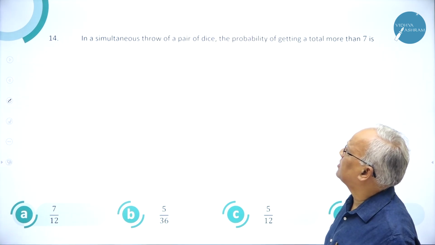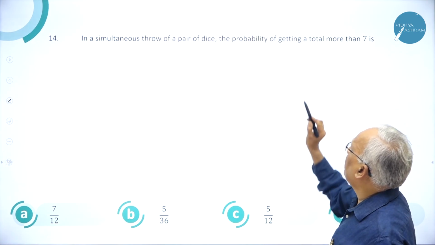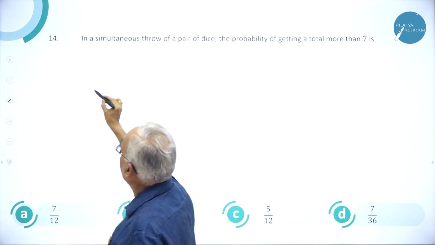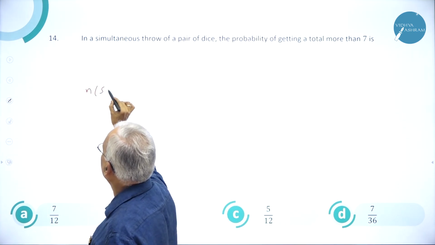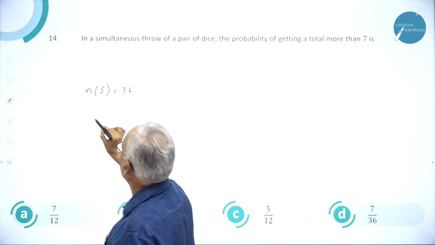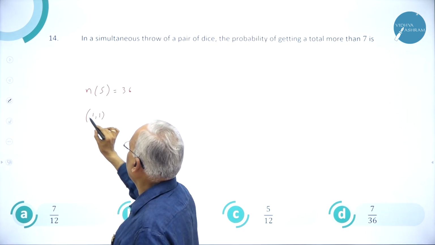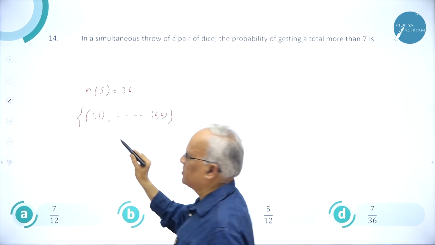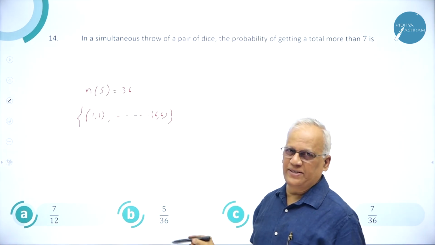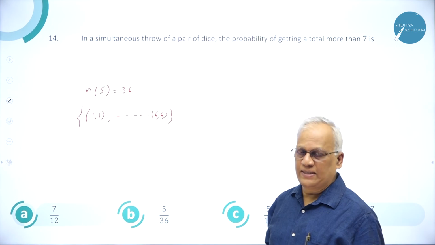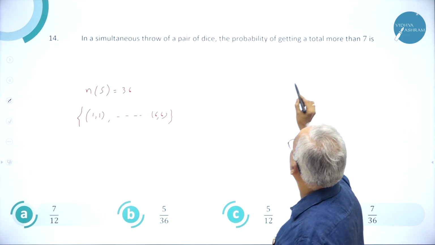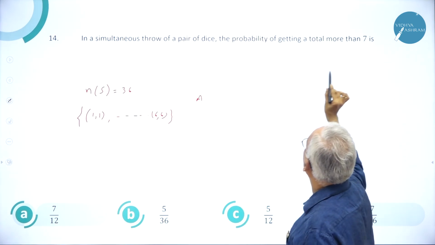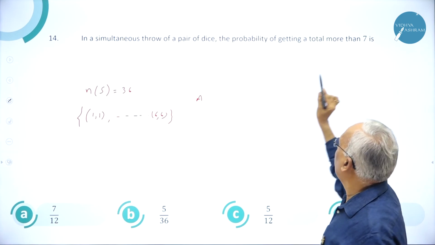In a simultaneous throw of a pair of dice, the probability of getting a total more than 7. You know that for a pair of dice, the number of elements in the sample space is 36, because it begins with 1 1 up to 6 6. All possible combinations: 1 1, 1 2, 1 3, 1 6 up to 6 6. So the number of elements in the sample space is 36. Now the event A is the event, sum is more than 7, not more than or equal to 7.